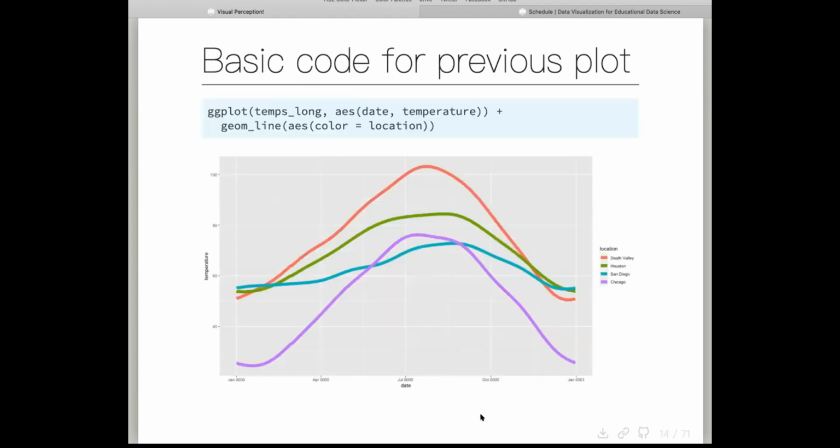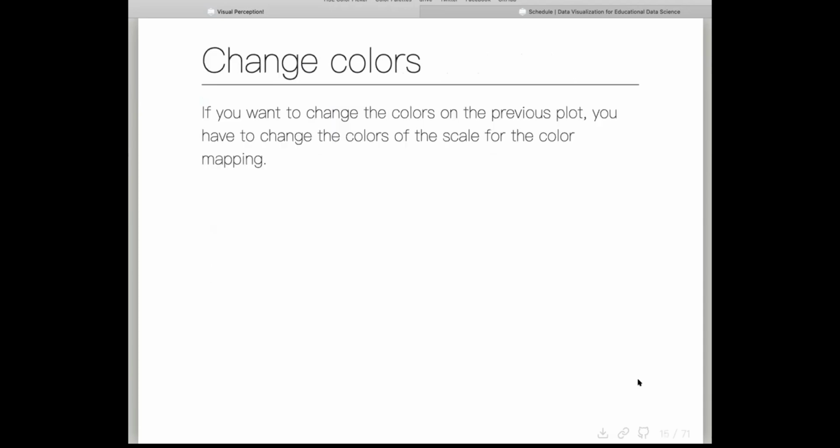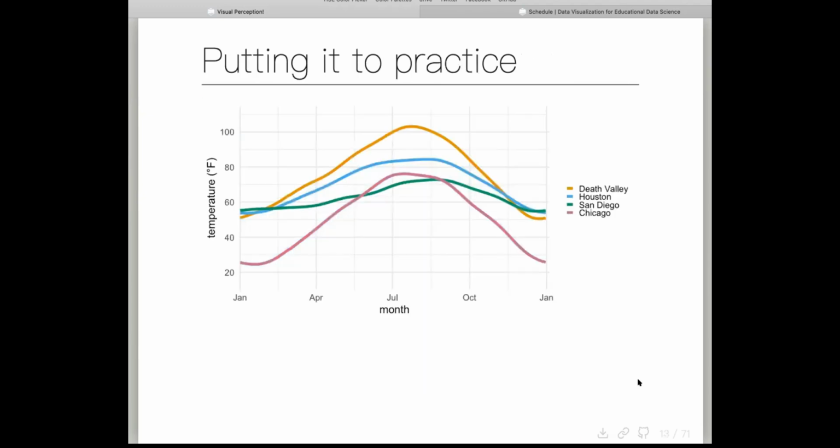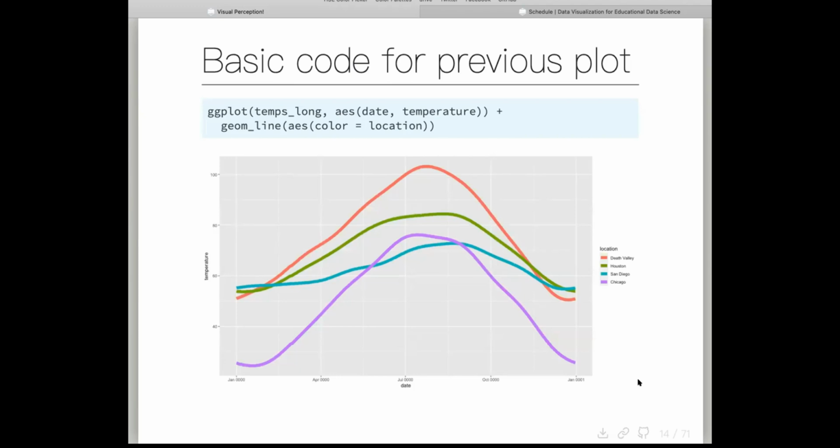To do this with ggplot, I have this object in my environment called temps_long, which looks exactly like the data that we had. We have a date variable, which I'm putting on the x-axis, temperature on the y-axis, and then you just use geom_line. Notice I'm using aes because I'm going to access a variable in my data set. I'm mapping my data to an aesthetic, so I'm saying color is equal to location, and that gets me there. This is the basic code for that plot. It doesn't look as nice as this one, I would argue, but it's the basic code.